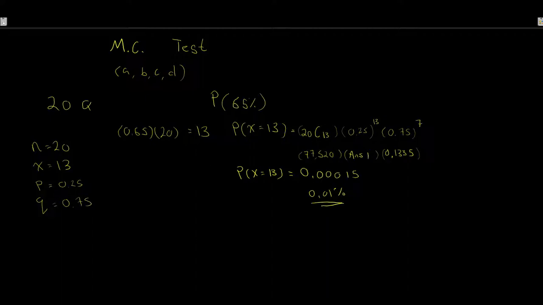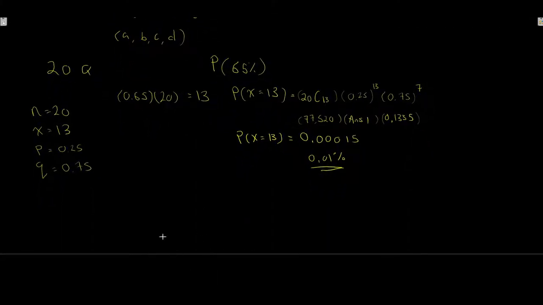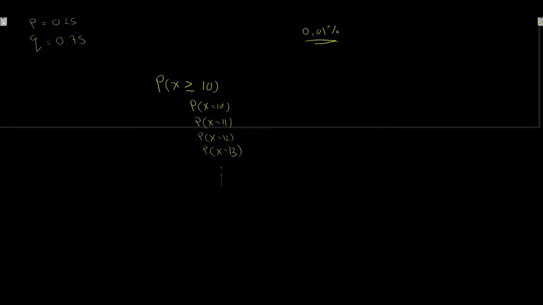What about if we instead wanted to work out the probability of passing this test? That is, what is the probability that X is greater than or equal to 10? Well, if we have independent, mutually exclusive events, this is just our special addition rule. It's just going to be the probability that X is 10, plus the probability that X is 11, plus the probability that X is 12, plus the probability that X is 13, and then we could continue on to the probability that X is 20. We could keep working through these and figure out the probability of scoring over 50%.